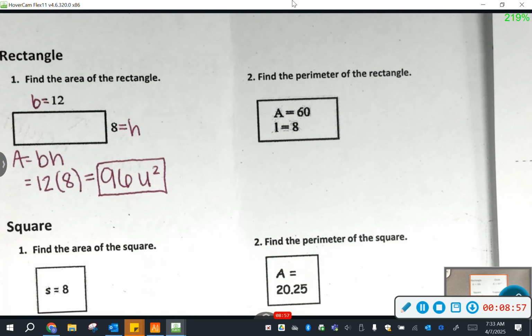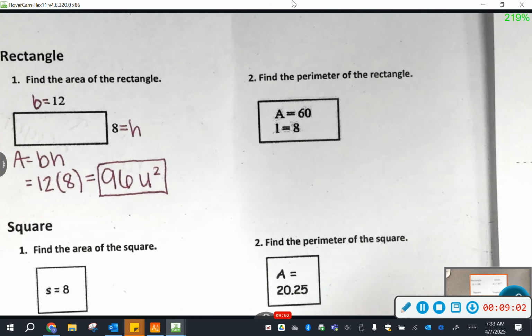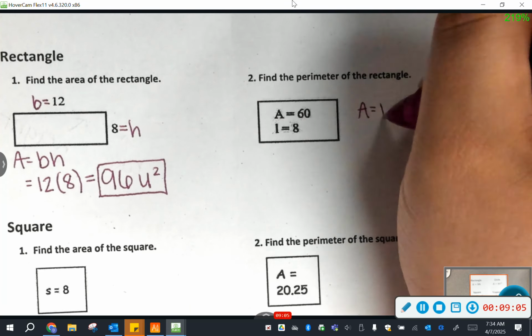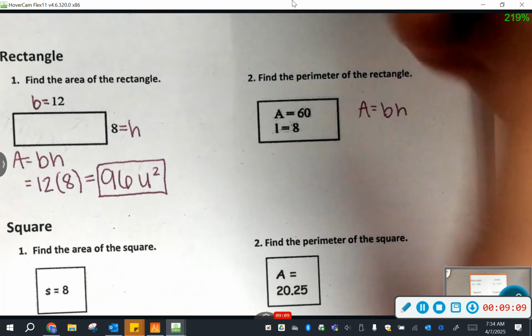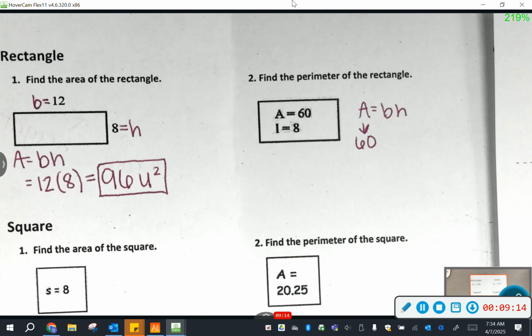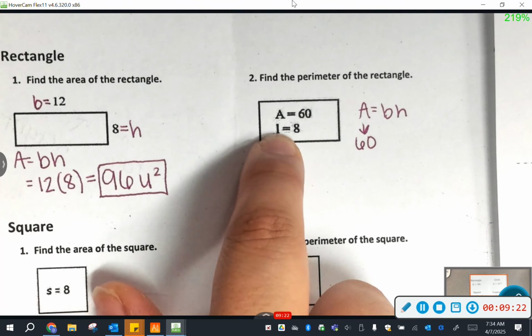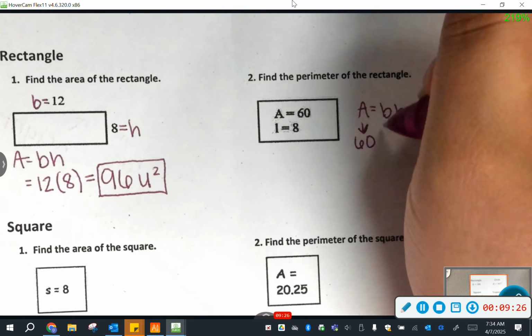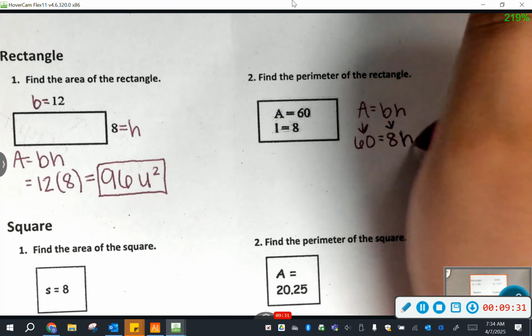What if I wanted you to work backwards? I'm giving you A. What does A stand for? Area. So do we agree area is base times height? Do we agree with that? I'm giving you the area and telling you it's 60. What else am I giving you? That's an L. That's the length. What did I just say? Length is the same thing as base and height. Length and width, base and height. It doesn't matter which one it is. So I'm going to say the length is your base. That's 8. I want to find the height.